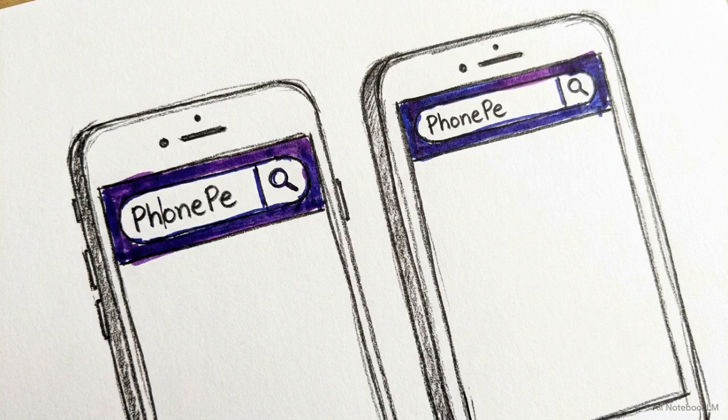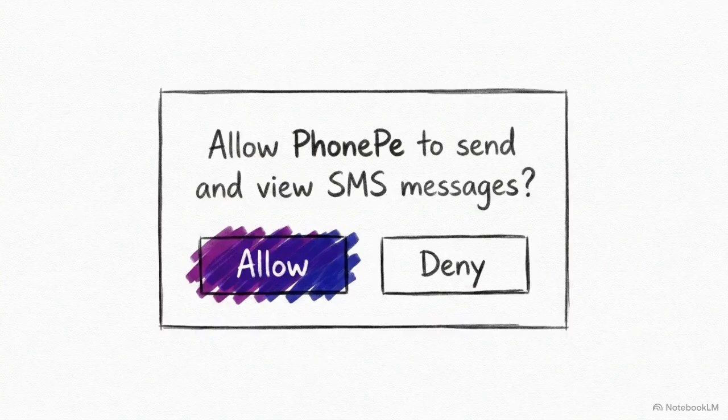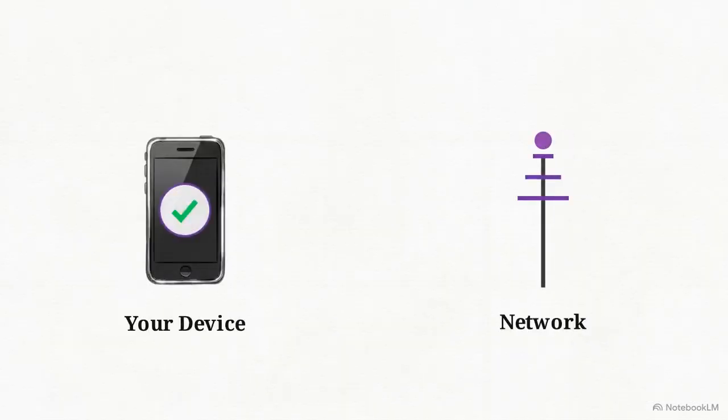Download the official PhonePe app from the App Store or Google Play Store. Open it, tap Get Started, and enter your mobile number. The app will request specific phone permissions to send an automated verification SMS. Grant these permissions so the app can verify your device instantly.